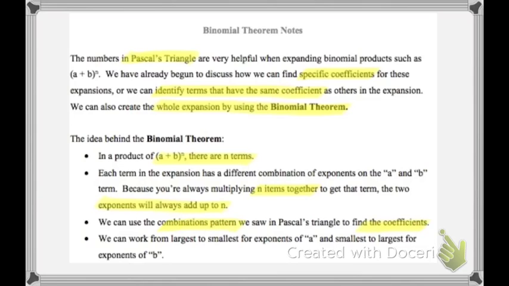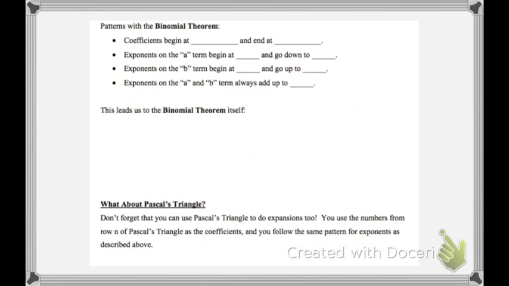And in terms of the exponents, we'll always organize it so that a goes from the largest possible exponent, n, down to the smallest, 0, and b will go opposite, from the smallest to the largest. So let's just take a look at some of the patterns we're going to see, and then we'll go into some examples to help demonstrate this. So for the patterns, the coefficients will begin at n choose 0 and end at n choose n.